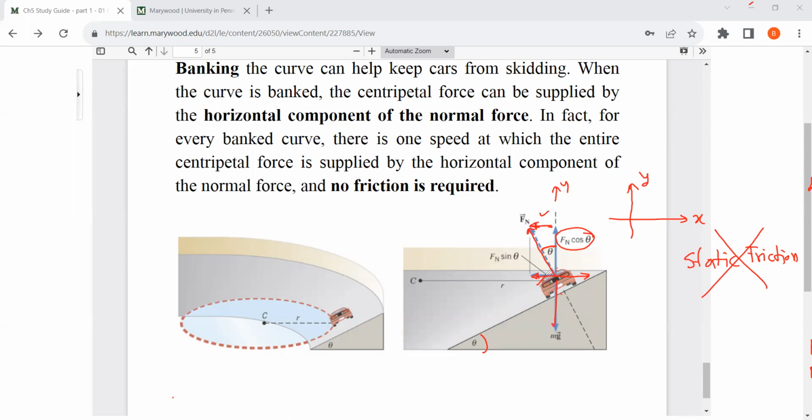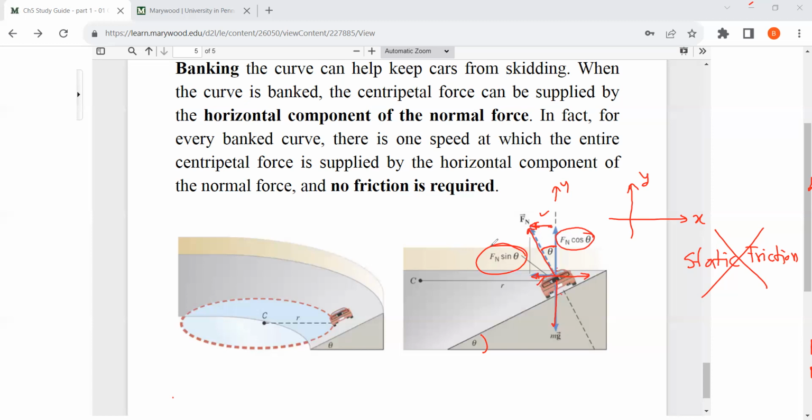So you see that even if there is no static friction, there is some component of the normal force which is to the center of the circular path, and because of this component, the car stays in the circular path. So even on a snowy day, it doesn't matter. If the curb is banked, it is safer than when the curb is unbanked.